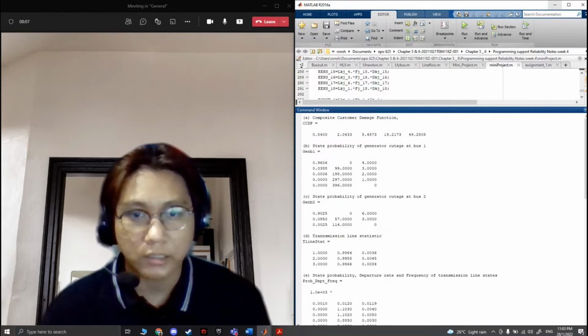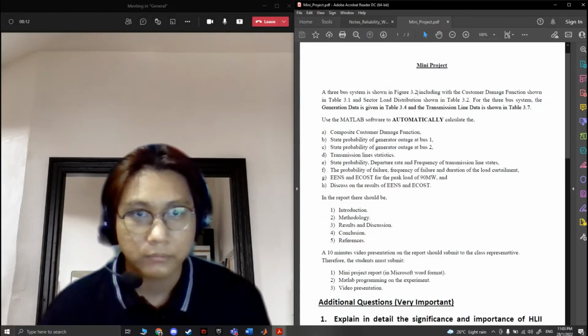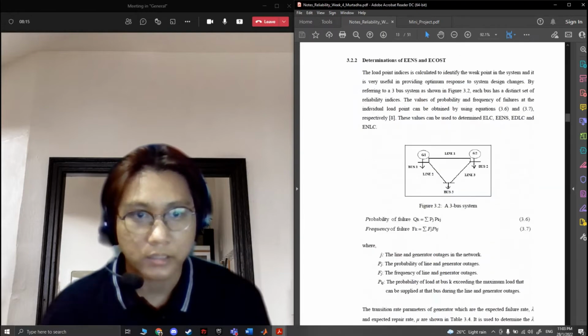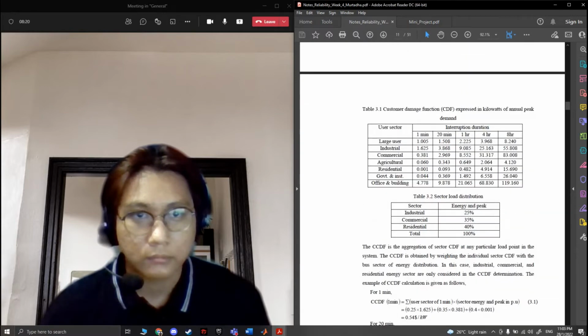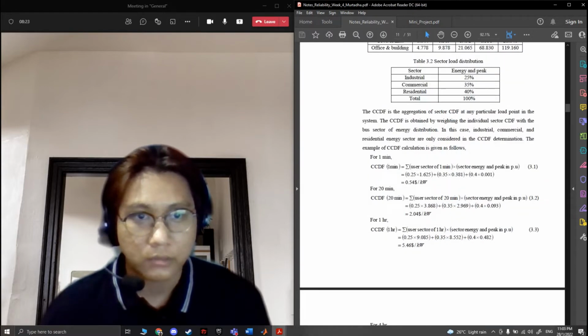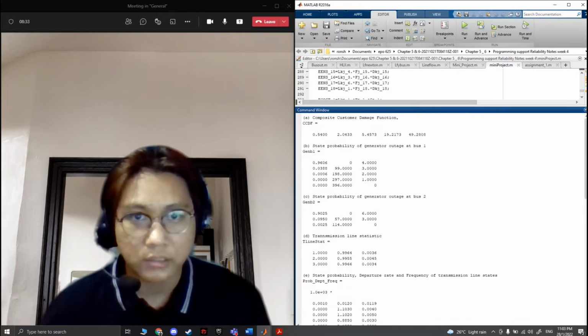All these answers are the same as from the notes here. As can be seen, the CCDF is 0.54, 2.04, 5.46, 19.22, 5.45, and as can be seen here, 0.54, 2.04, 5.45, 19.22 rounded off, and 49.2808.